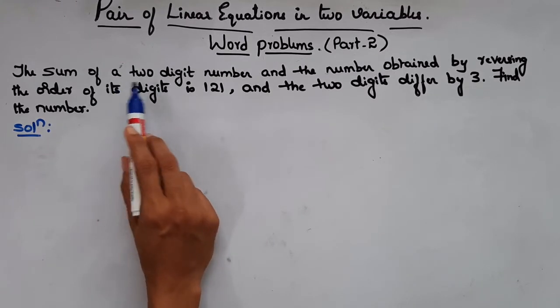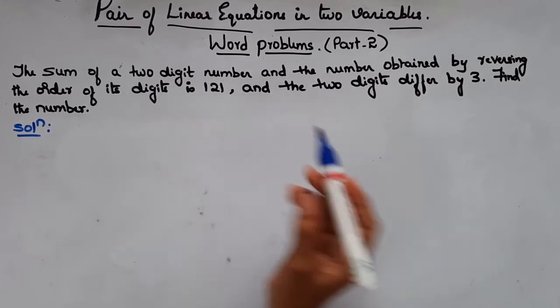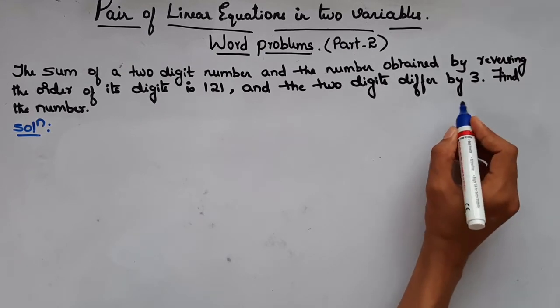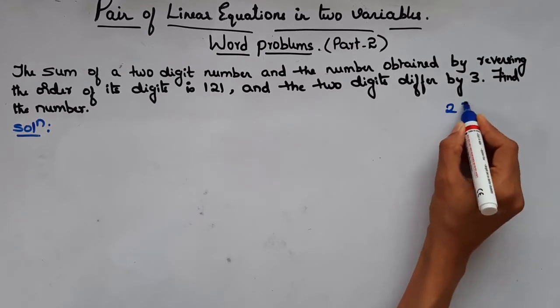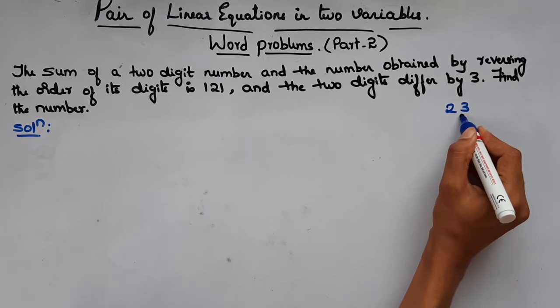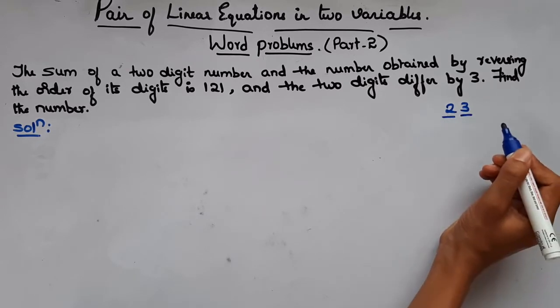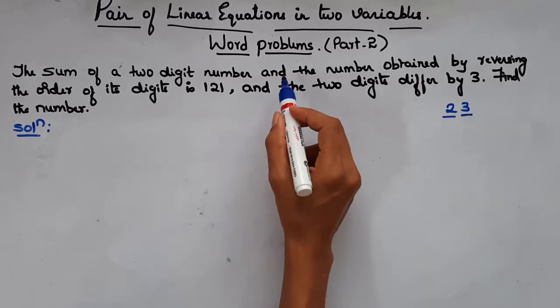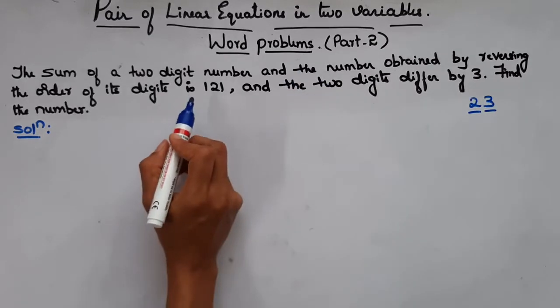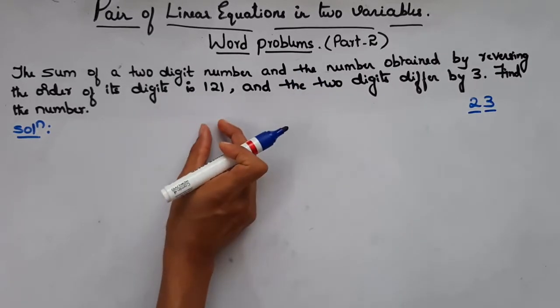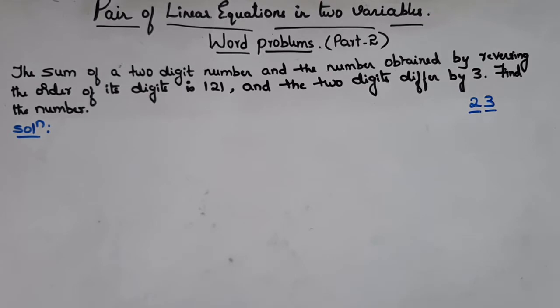It says a two-digit number. For example, if you consider any two-digit number, say 23, a two-digit number has got a units place and a tens place, right? In this case, we don't know that two-digit number, so we will take the tens place digit and the units place digit as x and y respectively.